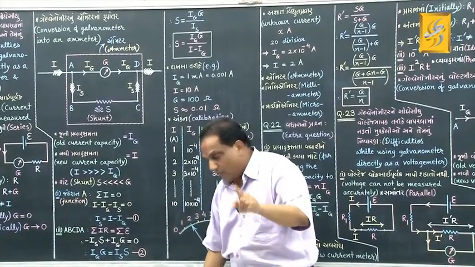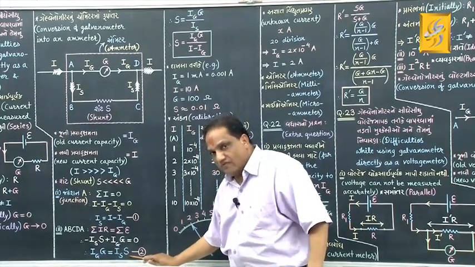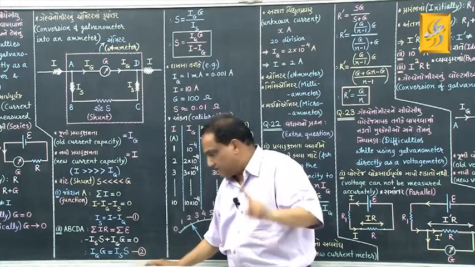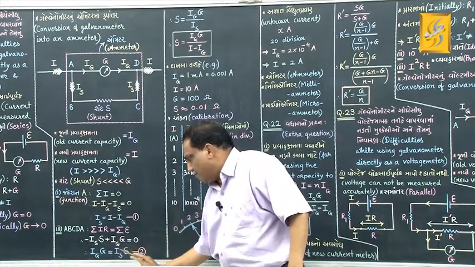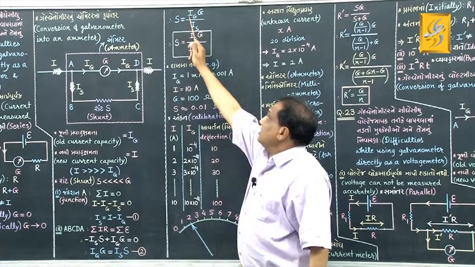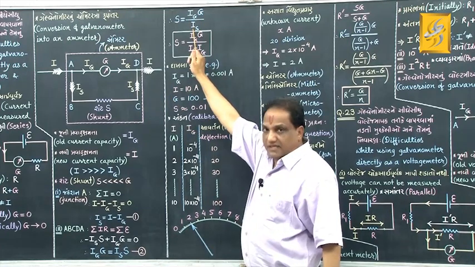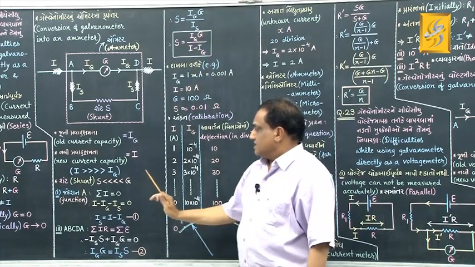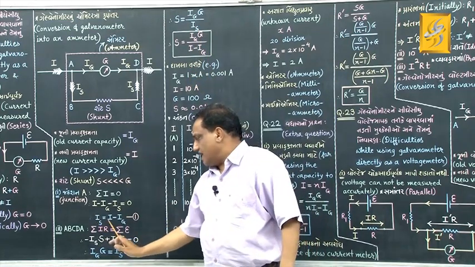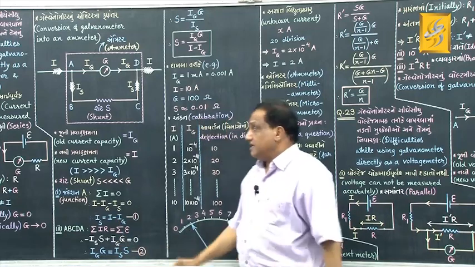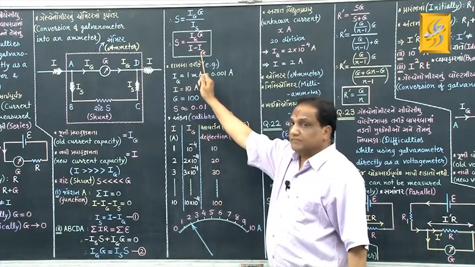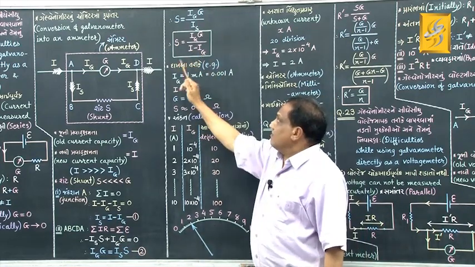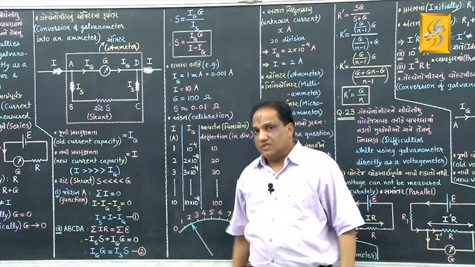Now we require the formula of shunt. Okay, find it, derive its equation. It is Ig into G upon Is. Correct? Ig into G as it is. What is Is? Look, Is is I minus Ig. This is the required formula of shunt: S equals Ig into G upon (I minus Ig).